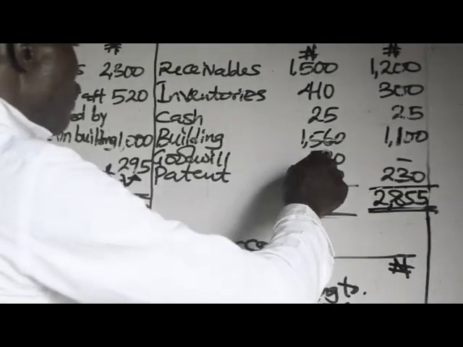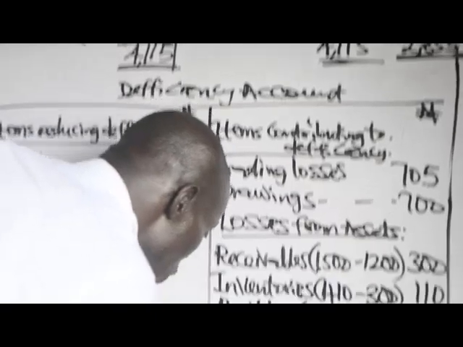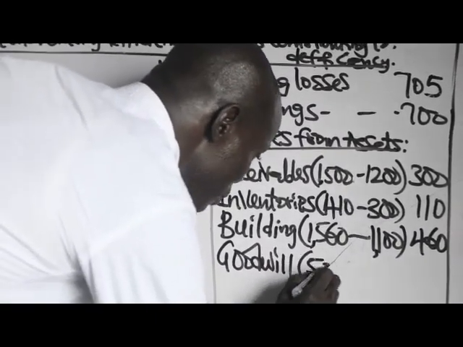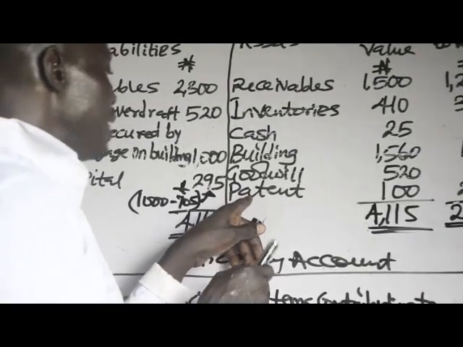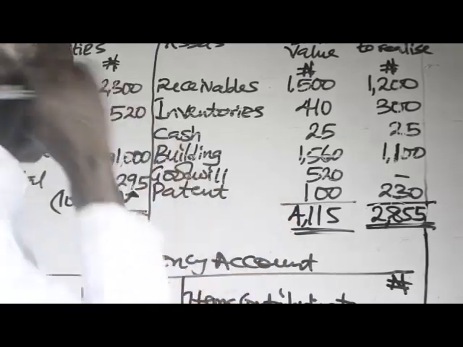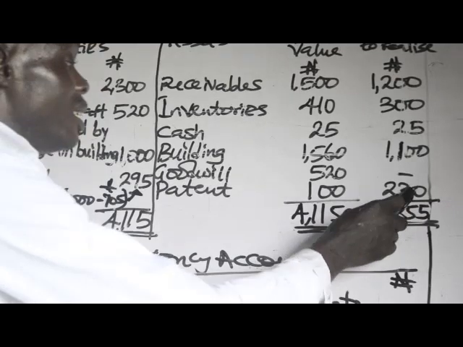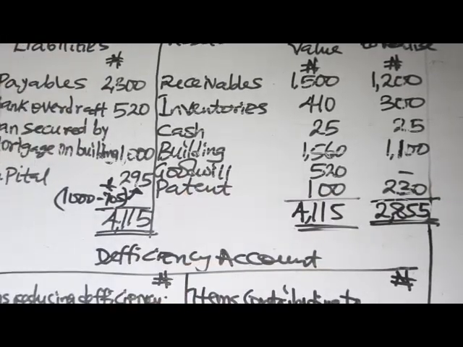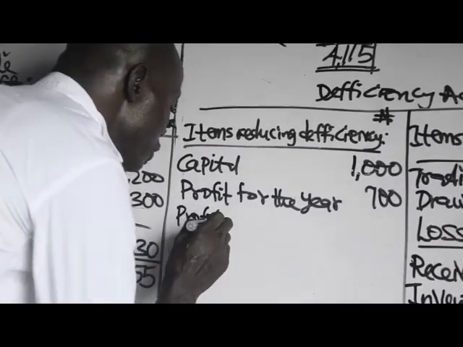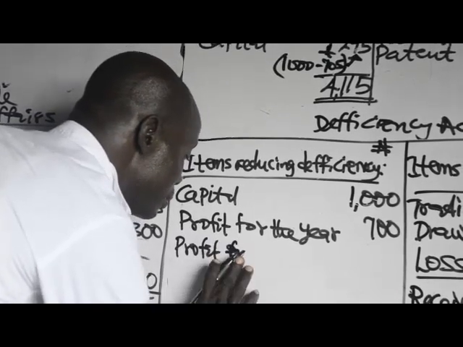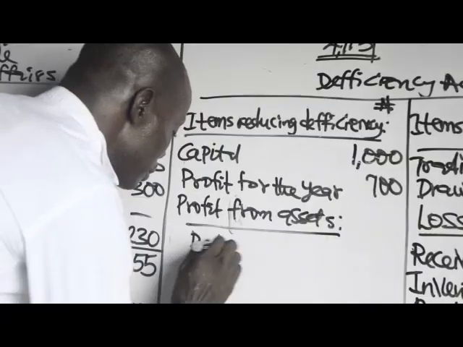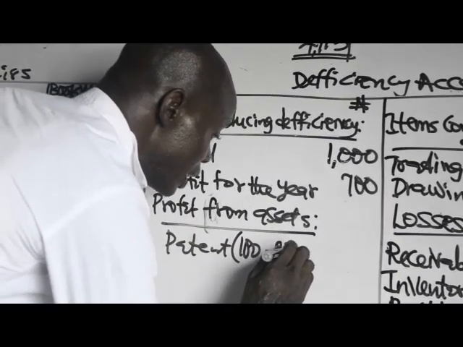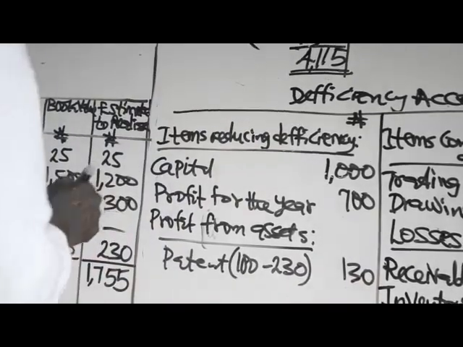Goodwill. The book value is 520. The realizable value is nil. So, goodwill, 520 minus zero, that will still be 520. The loss of 520. Then we have patent. For patent, the book value is 100. The realizable value is 230. The realizable value of patent is greater than the book value. So in this case, there is a profit from realization of the asset. Profit on assets. Then we have patent. The book value is 100. The realizable value is 230. Then we have a profit of 130. All assets have been considered.